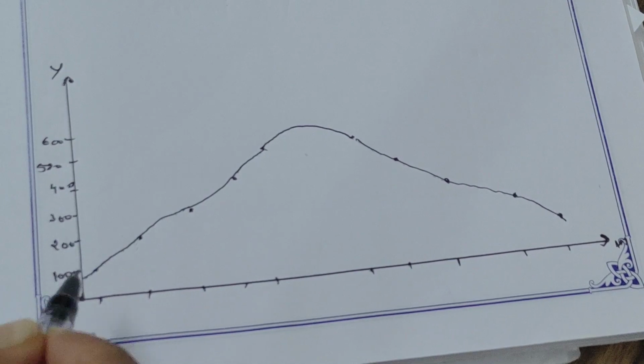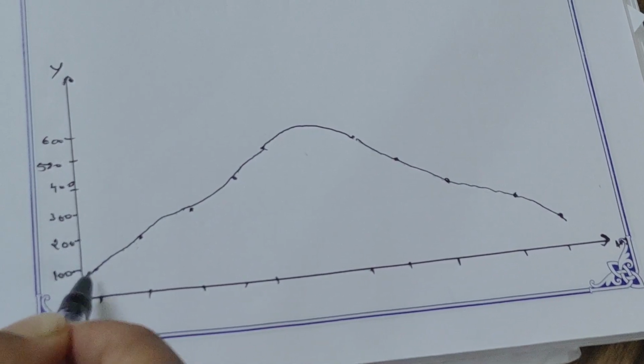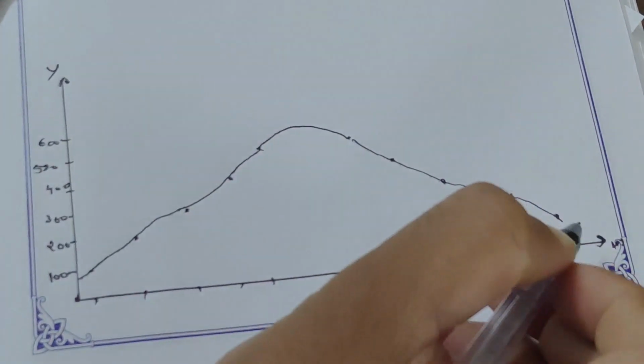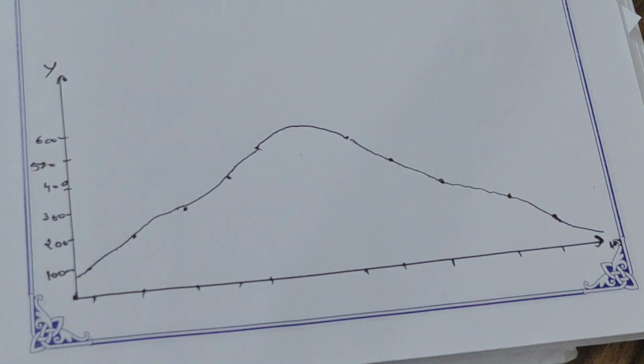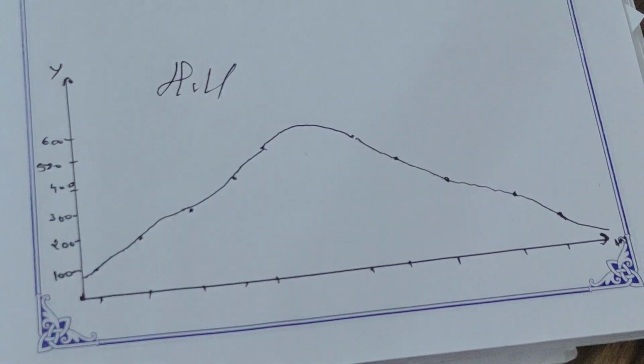And finally, while connecting this end also, it should be between 100 and 0. Here also it should be between 100 and 0. Okay, so now we got the shape of the land. This is how a conical hill or a hill will look like.